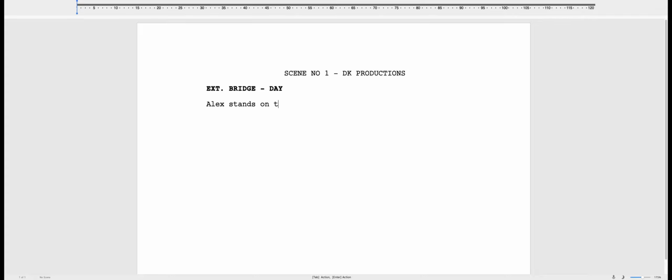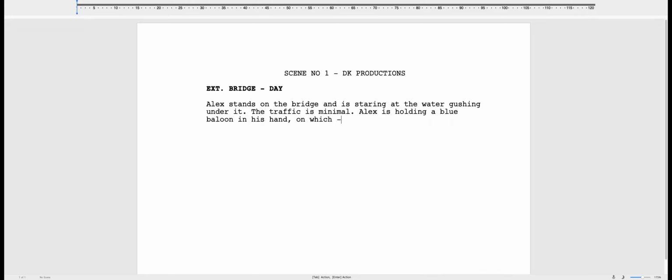Alex is the lead character, and this Alex stands on the bridge. Alex stands on the bridge and is staring at the water gushing under it. The traffic is minimal. Alex is holding a blue balloon in his hand, on which happy birthday is written. Let's say that's the scene.